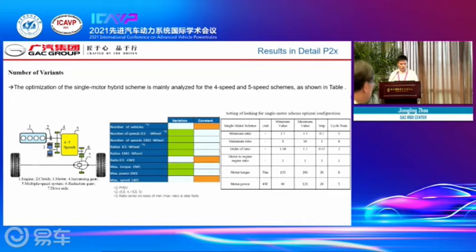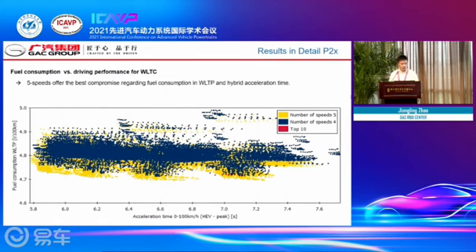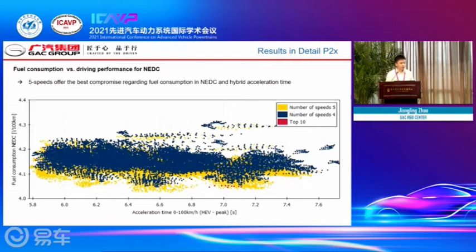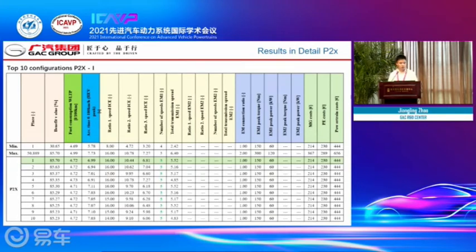The single motor hybrid scheme is mainly analyzed for the 4-speed and the 5-speed scheme, as shown in the table. 5 speeds offer the best compromise regarding the fuel consumption in WLTC and the acceleration time. 5 speeds offer the best compromise regarding the fuel consumption in NEDC and the acceleration time.